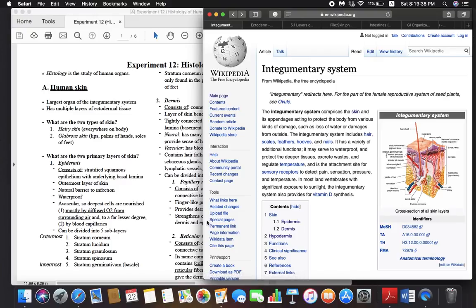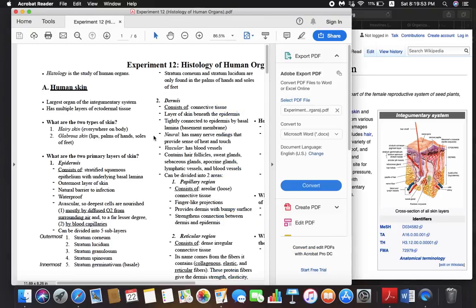If we recall from class, the hypodermis is a part of the integumentary system, but it's not part of the skin. So the skin and the hypodermis and the nails and the hair are all a part of the integumentary system, but we don't need to know this. This is just for clarification.